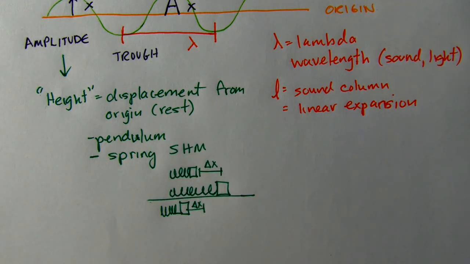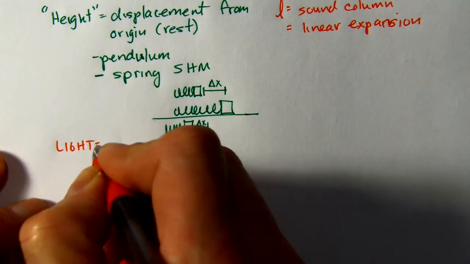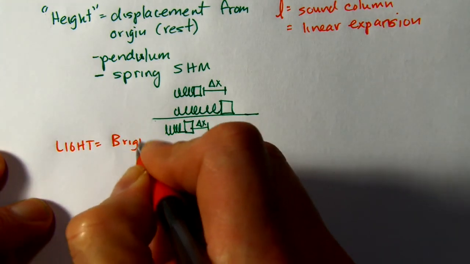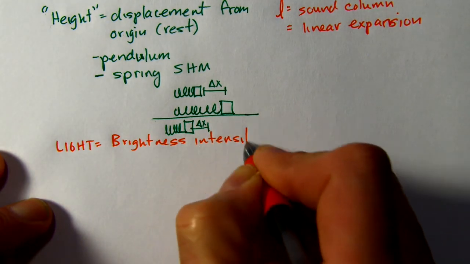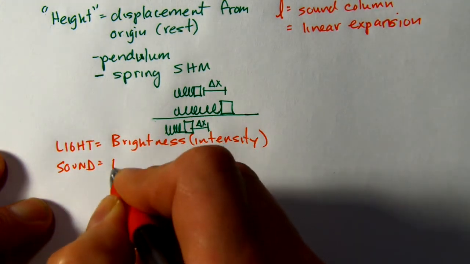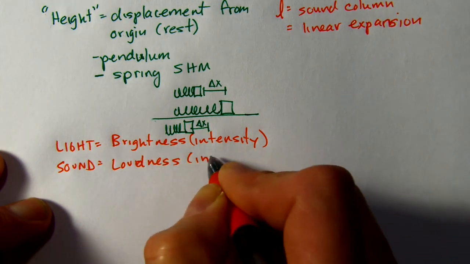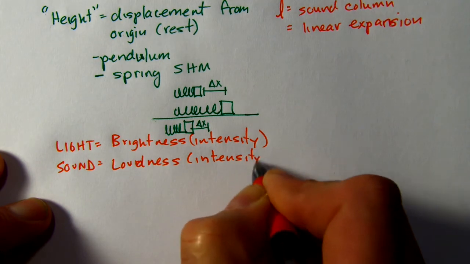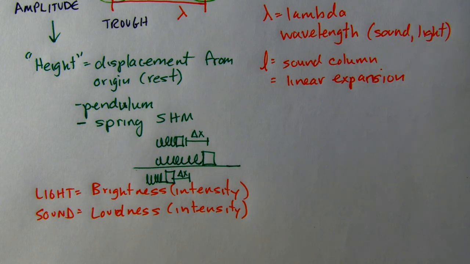Part of the reason I wanted to talk about displacement, or the amplitude also, is because when we talk about light concepts, amplitude refers to the brightness or the intensity of light. But when we talk about sound, it refers to the intensity in terms of loudness. And that also has been referred to as the intensity.